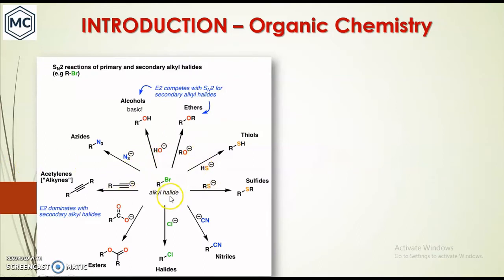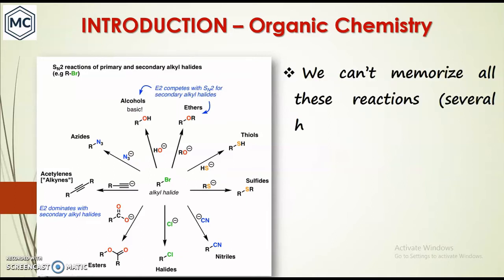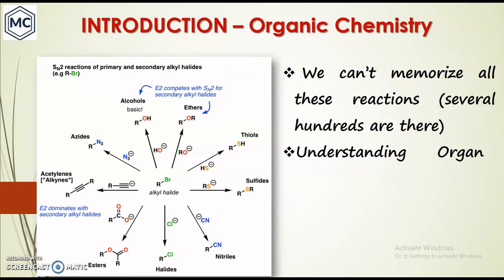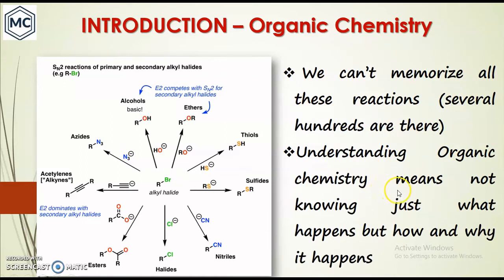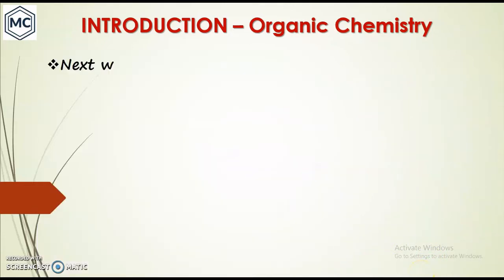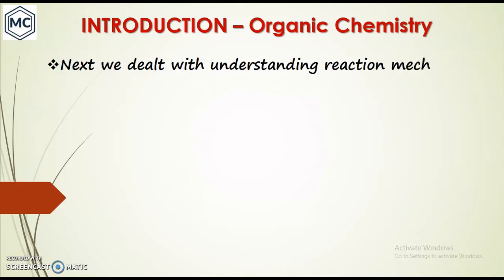In this particular scheme, you can see that a plenty of organic compounds can be made from a single compound, alkyl halide. Similarly, there are hundreds of organic reactions, and we cannot memorize all of them. What we can do is understand organic chemistry in such a way that we know not just what happened, but how it happened and why it happened. So in order to understand that, we have to understand what a reaction mechanism is.